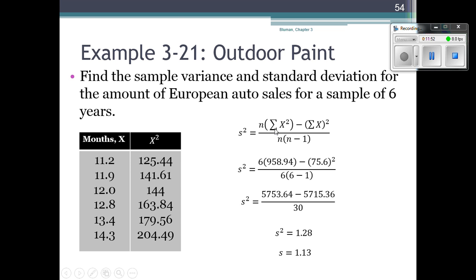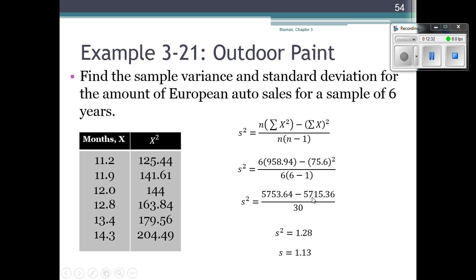So we have to add up all of our x squareds. If I add all these up right here, that comes out to be 958.94. The summation of all of our x's, if we add up all of these right here, we get 75.6. We need to square that number, which gives us 5,715.36. Over here, we had to take 6 times this number to get 5753.64. Down on the bottom, n is 6, and minus 1 is 5, so 6 times 5 gives us 30.